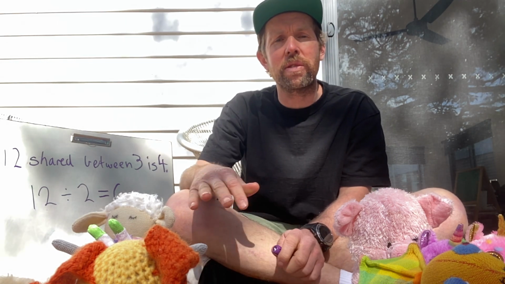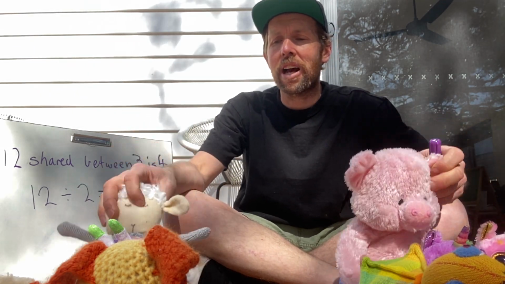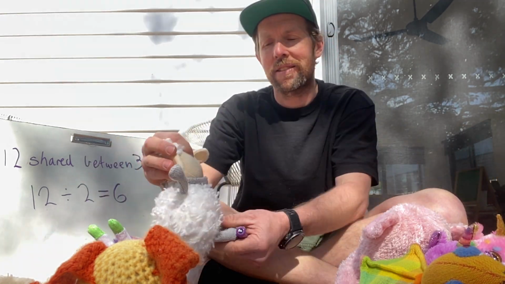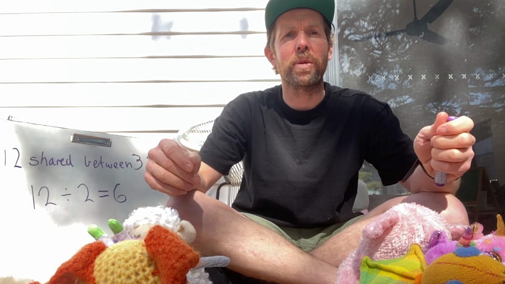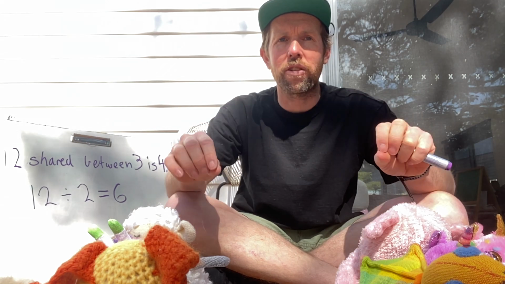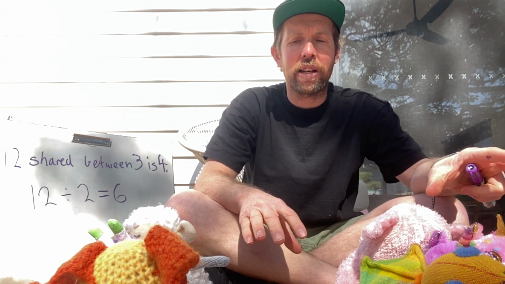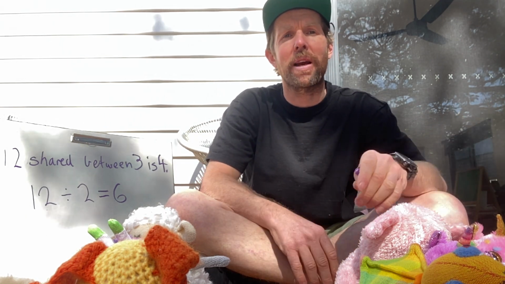So you can either share by ones or share by groups. You might have known that it was 6 from the start. Hopefully you did, because of course that's great. But either share by ones or share by groups when you're doing this activity, and remember they have to be equal. Each rug needs to have the same amount of teddies on it.